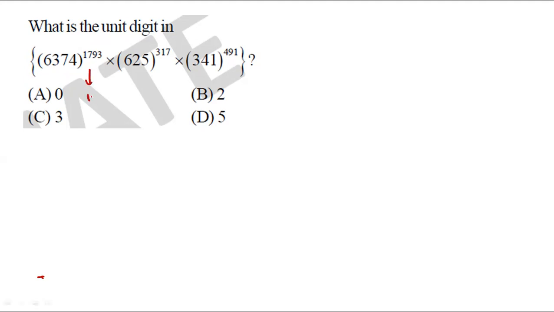So this is 4. When 4 is there and 5 is there, you don't need to look at even or odd for that. 5 into 4 becomes what? Simply 0. When 5 is included in the product, don't look at anything else. 5 into even number becomes what? 0. 5 into odd number becomes 5.